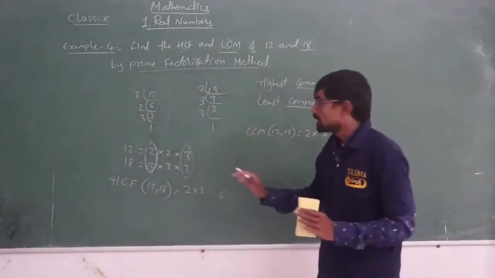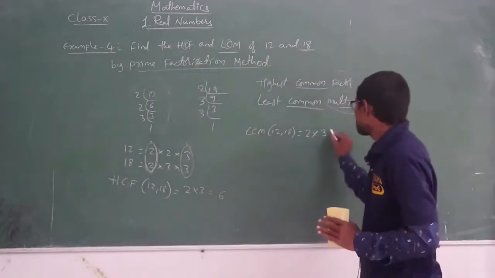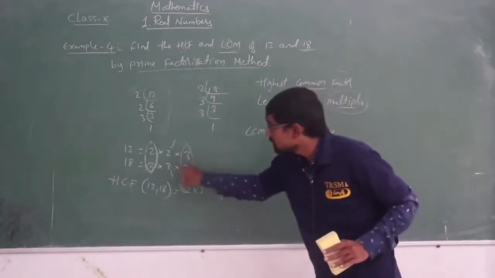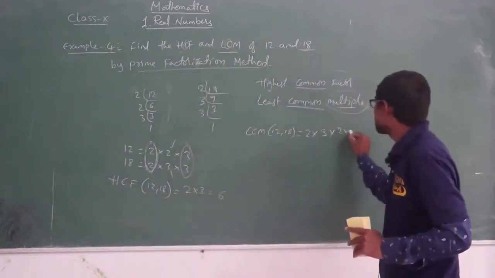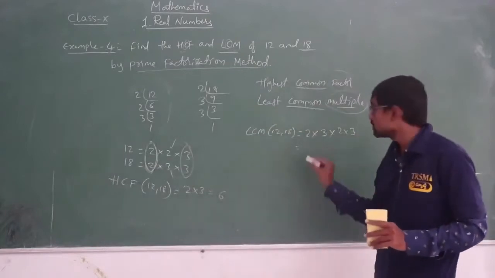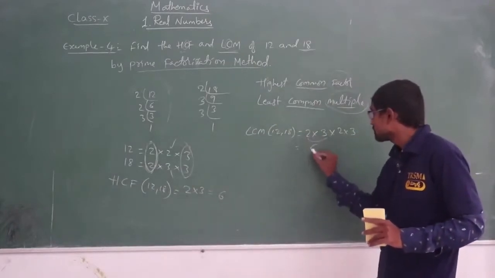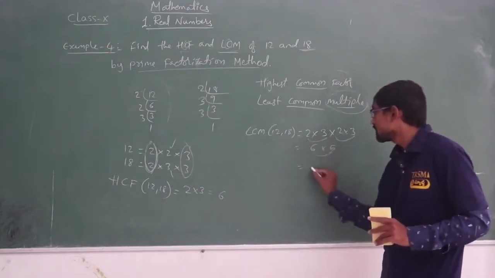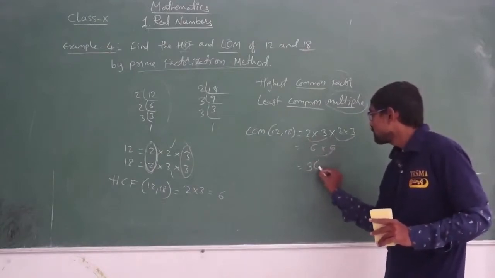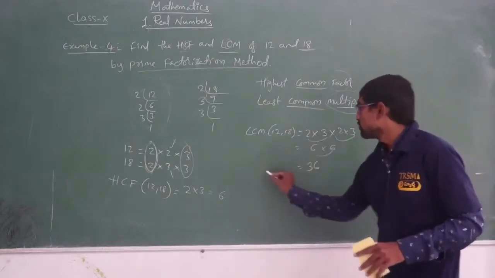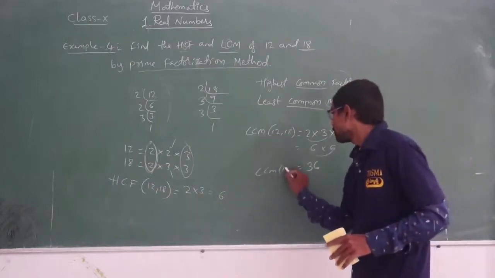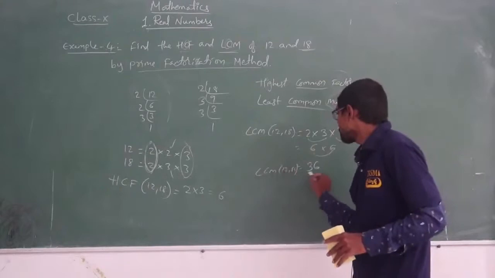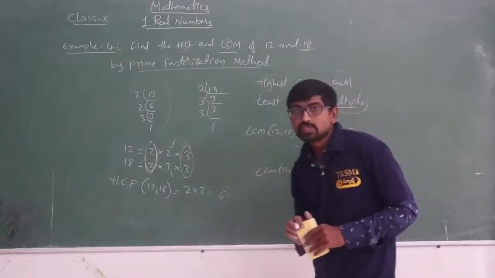The remaining separate numbers here are 2 and 3. So here I will get 2 into 3. Whenever I multiply this, I will be getting 2 3s are 6. Here also I am getting 2 3s are 6. And whenever I multiply, 3 3s are 9... 6 6s are 36. So therefore, the least common multiple of 12 and 18 is 36, isn't it?